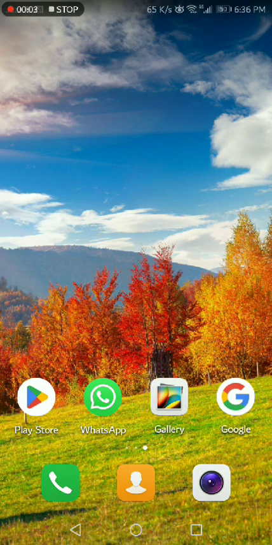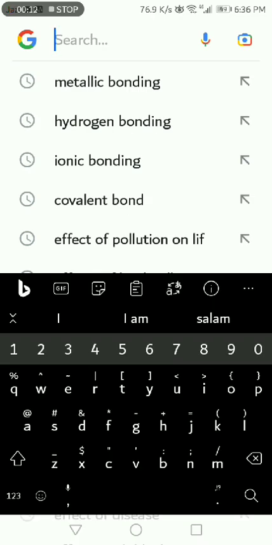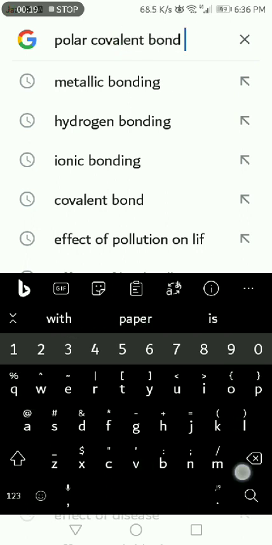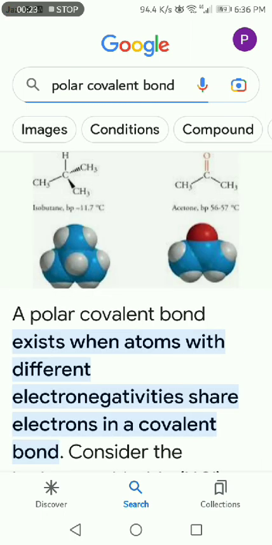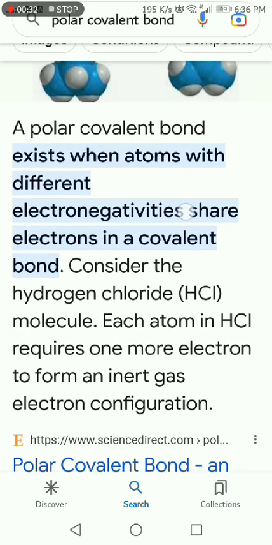Today I will discuss with you polar covalent bond. What is a polar covalent bond? Let us see what a polar covalent bond is. This is a chemical bond that we see. A polar covalent bond exists when atoms with different electronegativities share electrons in a covalent bond.